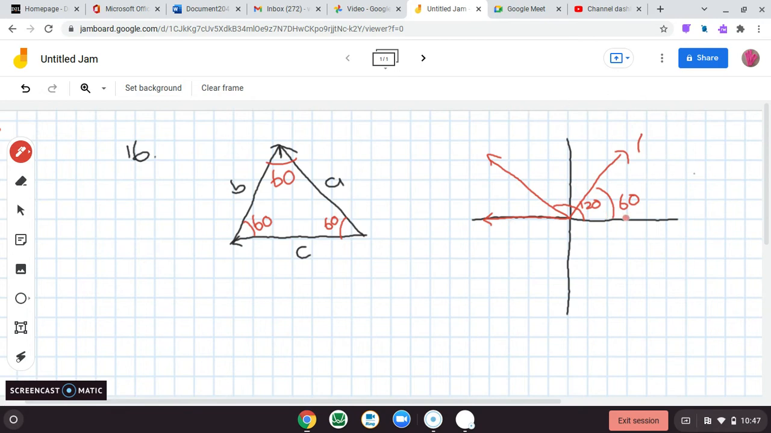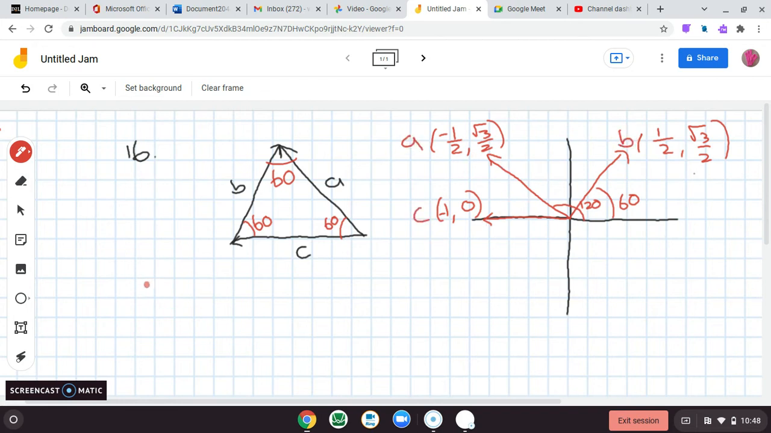So we go to our unit circle, find the one with the angle 60, and we see that that point is 1/2, root 3 over 2. This one likewise is even, but it's in the opposite direction, negative 1/2, root 3 over 2. And this coordinate here is going to be negative 1, 0. So this is our A, this is our B, this is our C.